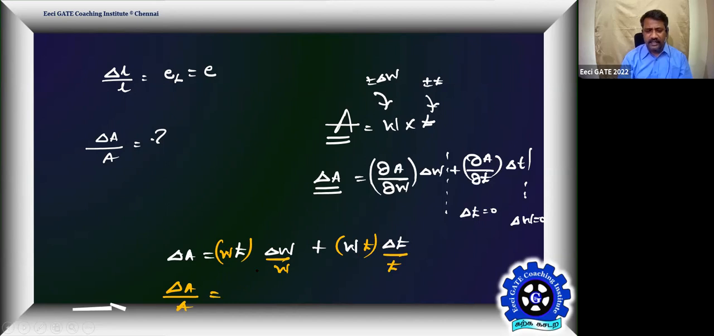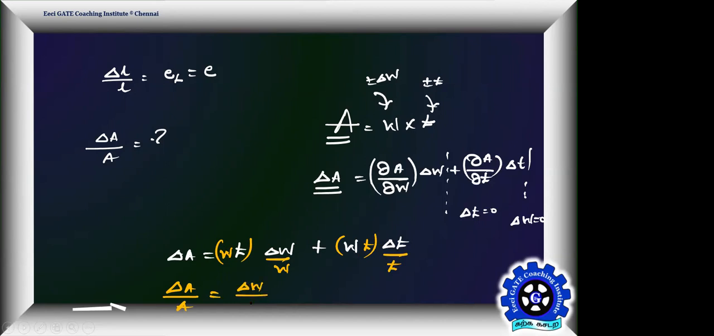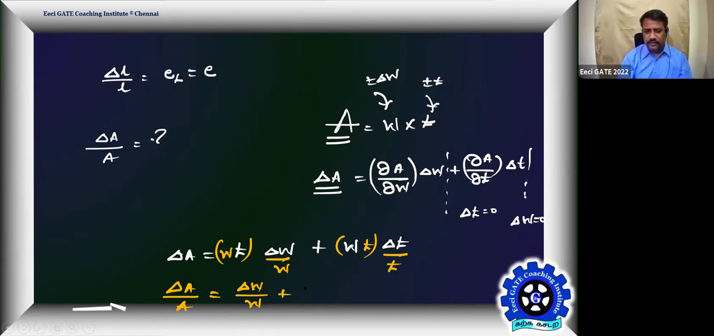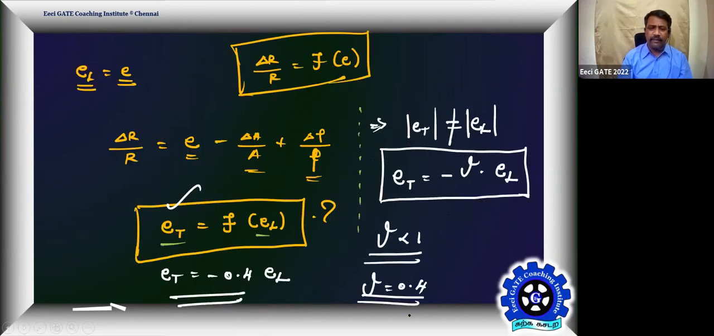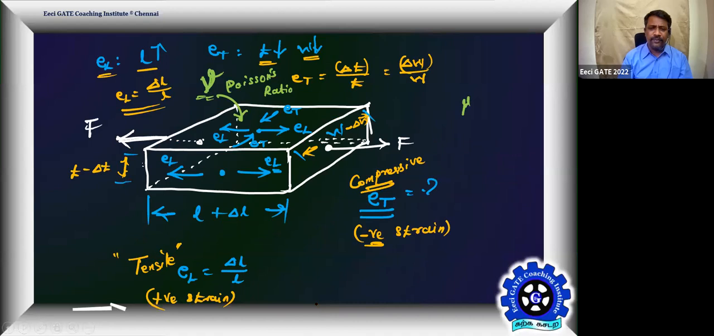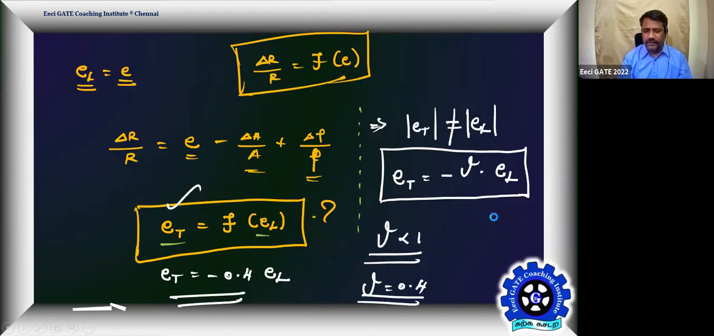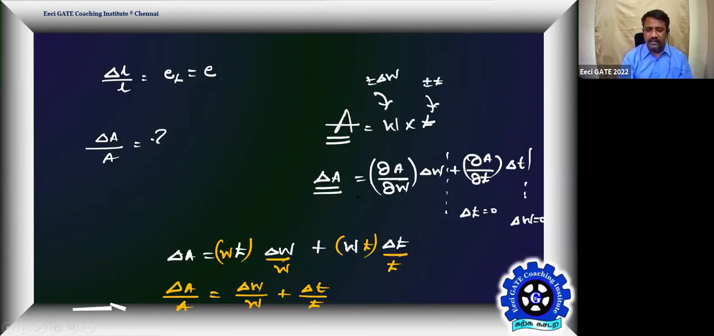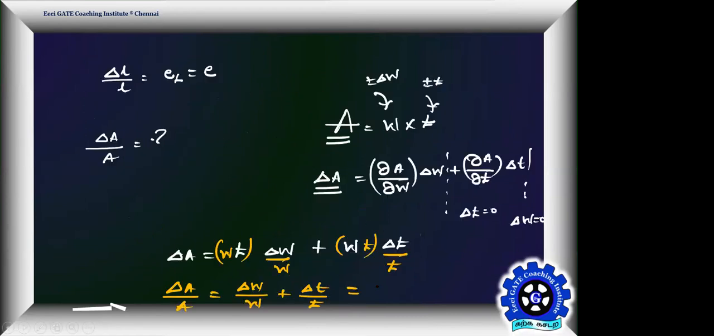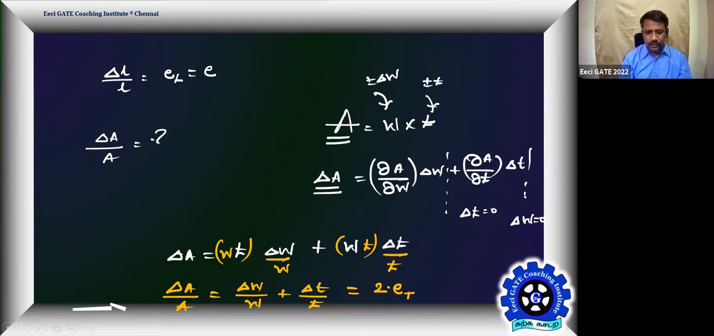It's a pure mechanical thing. So delta T by T. Already we have made delta W by W because of whom? ET. Delta T by T is also because of whom? So therefore it has to be replaced by what? Shall I call this is equal to 2 times ET. Agree?